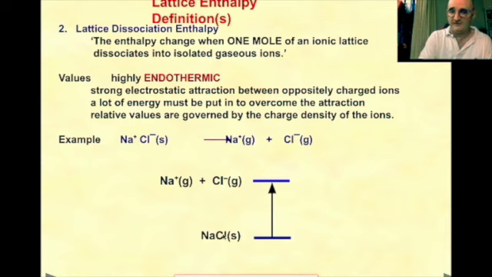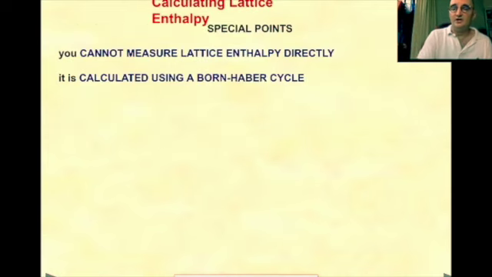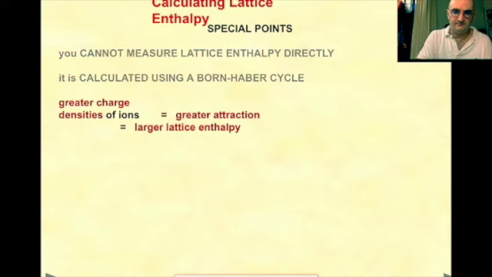Gaseous ions, infinite separation, 1 mole of a solid. Okay, we're going to have the opposite direction, which is not highly exothermic, is now highly endothermic, because now we are breaking the bonds, and the bonds in sodium chloride and any ionic lattice are really, really strong. So it's going to take a lot of energy to pull them apart. So we can't measure it directly, so guess what? We're going to be using Hess's law, and a particular form of Hess's law, which is called a Born-Haber cycle.